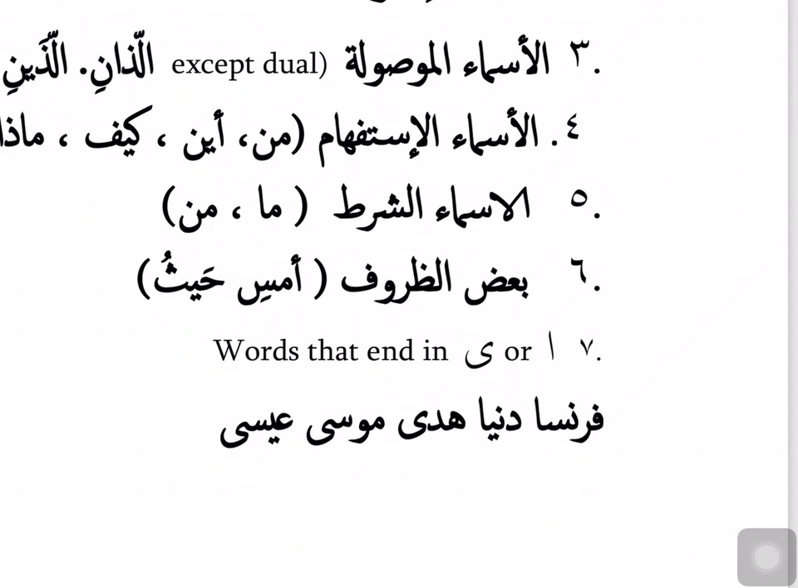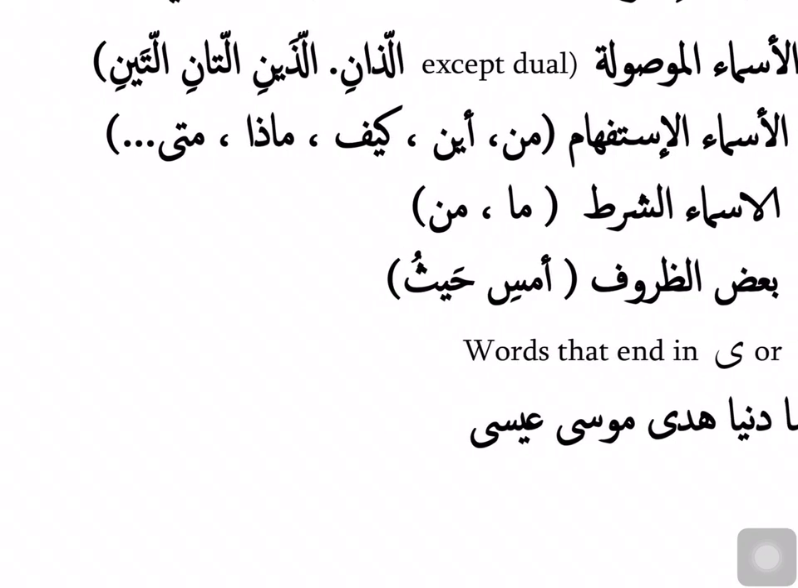The fourth category, asma'ul istifham are mabni. I have not mentioned all of them, but most of them are here. Man, aina, kaifa, mada, mata. These are asma, they are mabni. Asma'ul shart, again, these are only two of them, ma, man. Kaifa can be used as an asma'ul shart. These are also mabni.